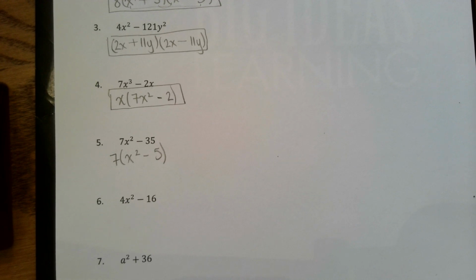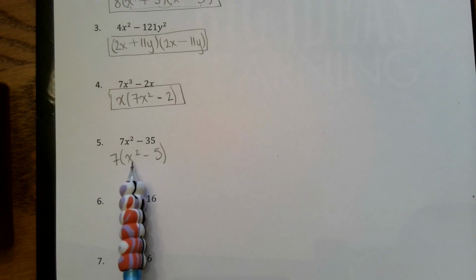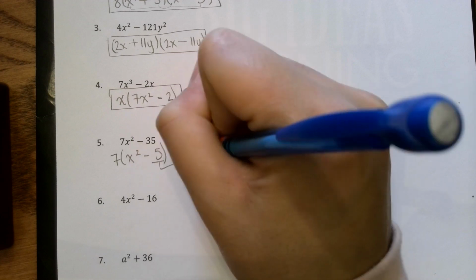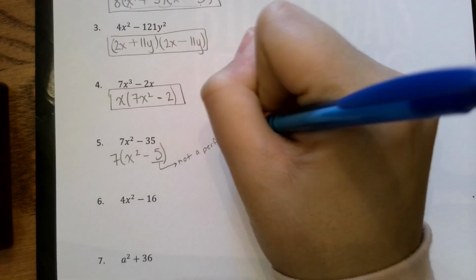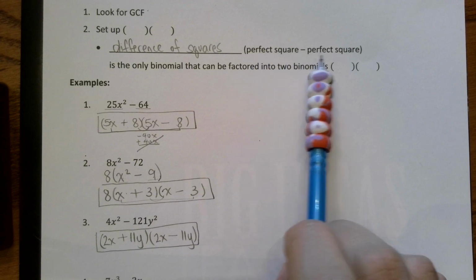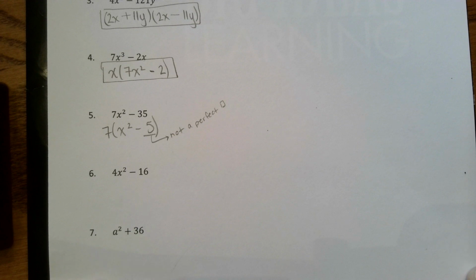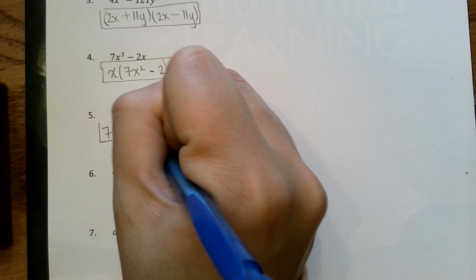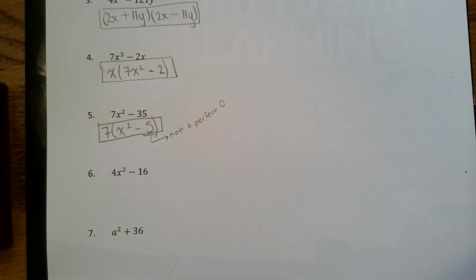And now I want to ask myself what I can do going forward. So if you notice, this x squared is a perfect square, but 5 is not a perfect square. And remember, it has to be a perfect square minus a perfect square. So even though x squared is a perfect square, 5 is not, we actually can't factor this any further. We only were able to pull out the GCF. In that situation, we're done.